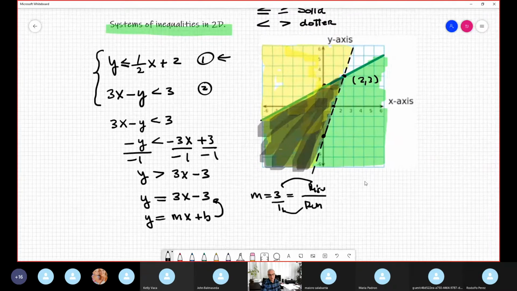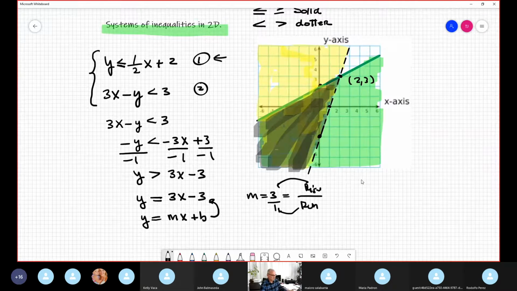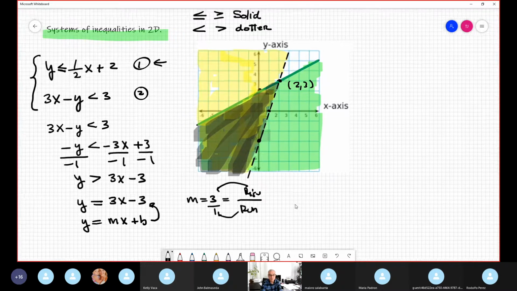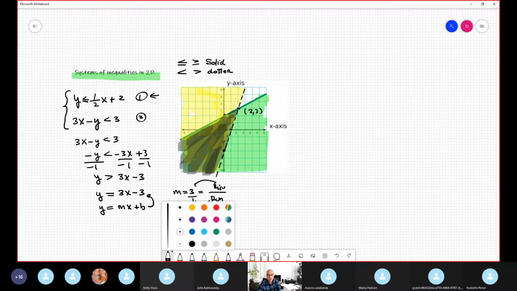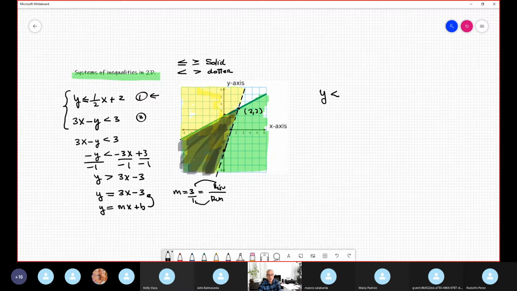But don't worry, relax. Because this job, we are doing with Desmos. Because how do you write it in Desmos? Well, you write it in Desmos like that. Look, I want to show you in Desmos now. You write the original inequality, y less than or equal to 1/2 x plus 2.